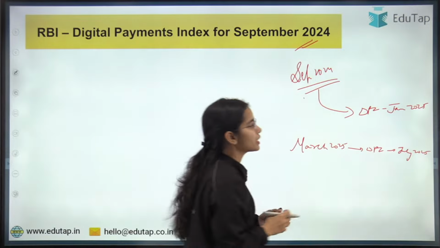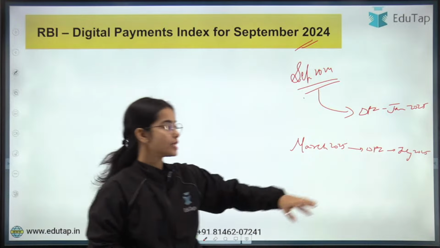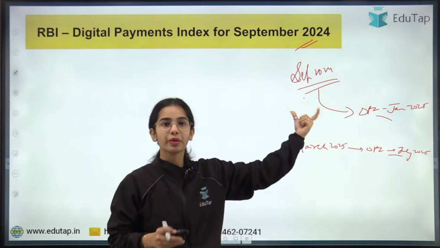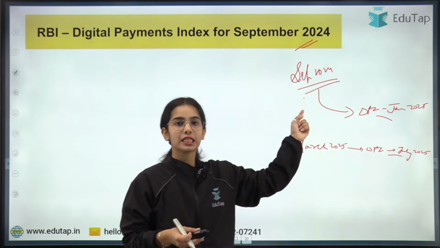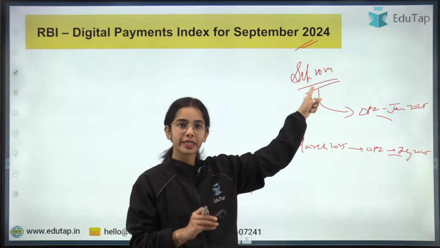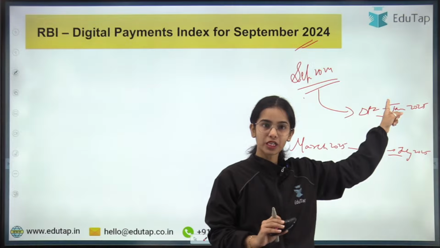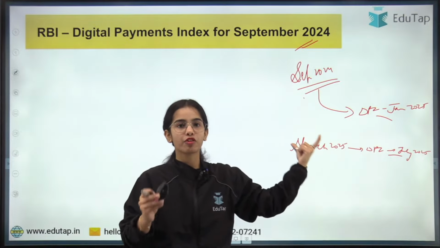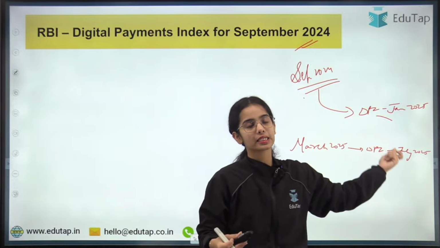Remember that the Digital Payment Index is released twice in a year, once in January and once in July. The Digital Payment Index is released for the September and March months, with a lag of 4 months. So the September Digital Payment Index is released with a lag of 4 months, in January of the next year. And the March Digital Payment Index is released with a lag of 4 months, that is, in July.